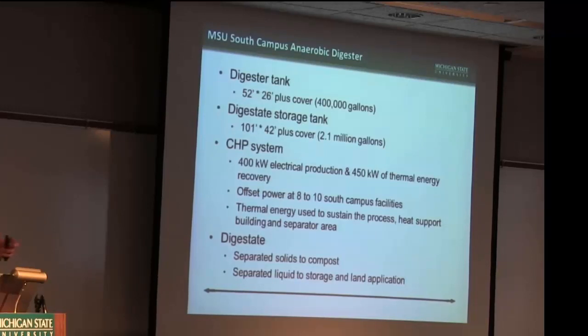It also supports some buildings that are in the area. It's not affordable to transfer hot water, 190 degree water, very far. So the distance we can go with this is roughly 200 feet before we really start to see drops in temperature that make it ineffective. The digestate from this goes through a solid separator. The solids become part of the compost stream, and then that liquid goes into storage and becomes fertilizer that's land applied seasonally.